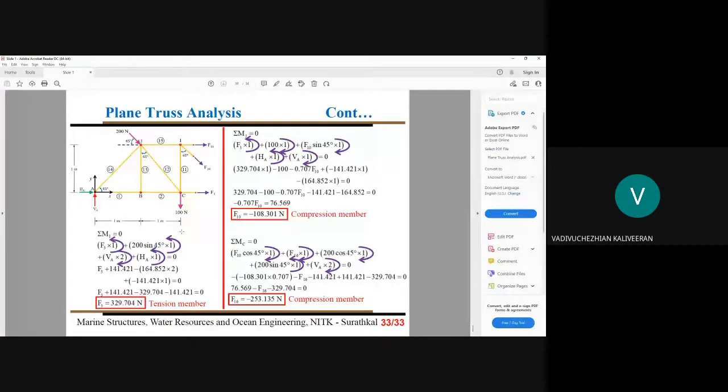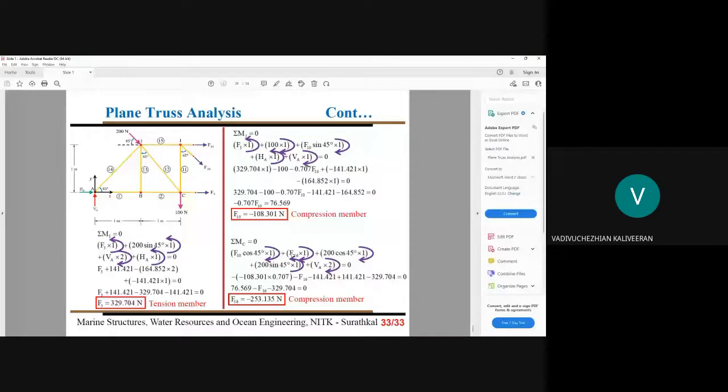200 vertical component. The horizontal component will also produce a moment, and the vertical component will also produce a moment. 200 into cos 45, the vertical part, will produce a counterclockwise moment. That's why it is shown. And the horizontal component will produce a clockwise moment, 200 into cos 45 into 1. And you also have your vertical reaction VA that produces a clockwise moment with respect to this point.